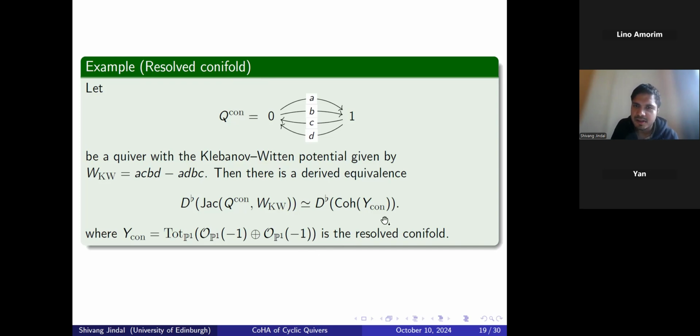Then there is a derived equivalence between the representations of the Jacobi algebra associated to this quiver with potential and coherent sheaves over the resolved conifold. By resolved conifold, I mean the total space of O(-1) plus O(-1) over P1. It's called the resolved conifold because it is a resolution of the conifold singularity. It might be well known, but the resolved conifold is one of the most classic examples of a 3-Calabi-Yau variety. One reason why people are interested in Jacobi algebras is that they provide a non-commutative model of 3-Calabi-Yau varieties, and it's also the playground where DT theory happens.